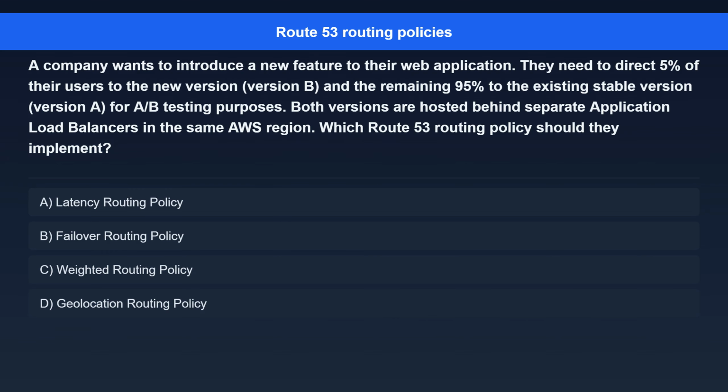Question 4. A company wants to introduce a new feature to their web application. They need to direct 5% of their users to the new version, version B, and the remaining 95% to the existing stable version, version A, for A/B testing purposes. Both versions are hosted behind separate application load balancers in the same AWS region. Which Route 53 routing policy should they implement? Option A. Latency routing policy. Option B. Failover routing policy. Option C. Weighted routing policy. Option D. Geolocation routing policy.